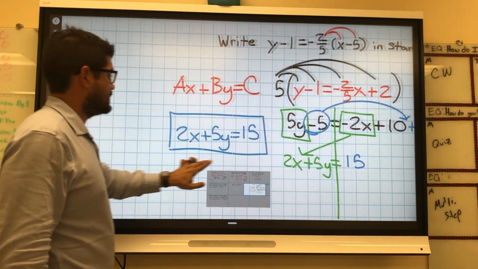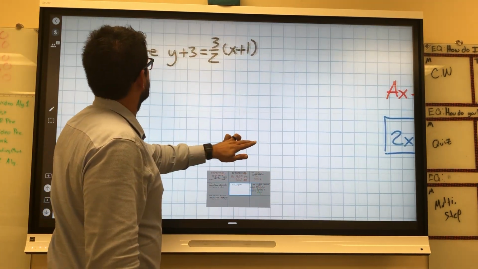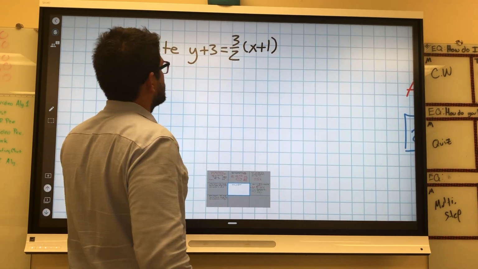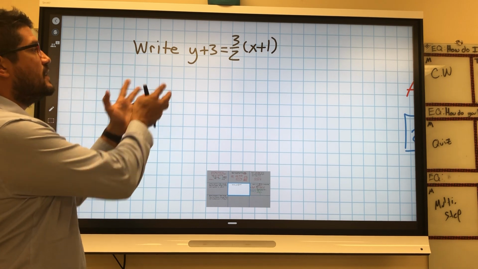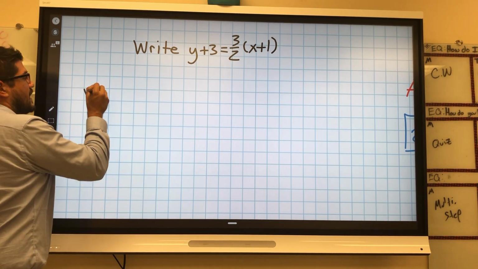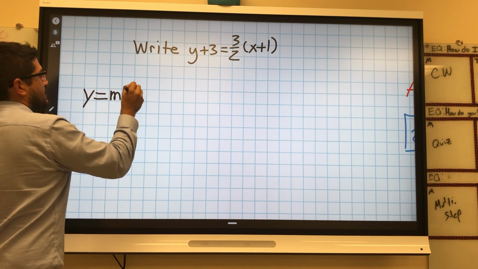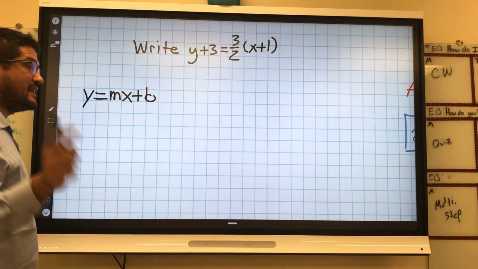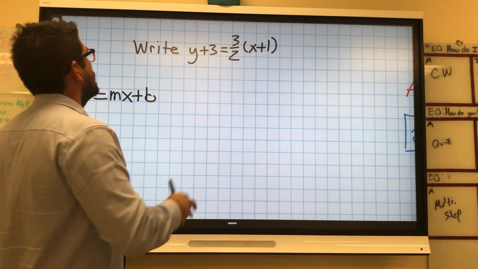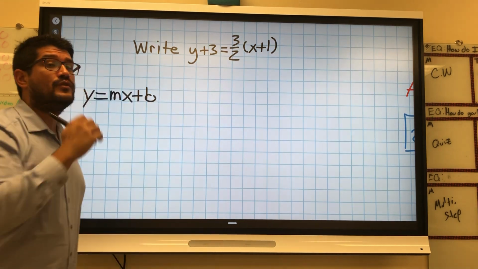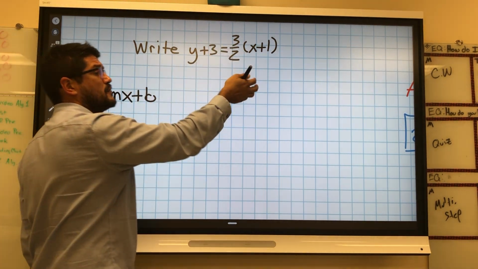All right, let's go over here. All right. So now we're going to be writing this in slope intercept form. So now we're going to convert this into slope intercept form. So slope intercept form, if you remember, is y equals mx plus b. It looks like I stopped writing the question, but that's what it says. Promise. So we're converting this into slope intercept form. So again, in slope intercept form, there are no parentheses. So you have to do the distributive property first.